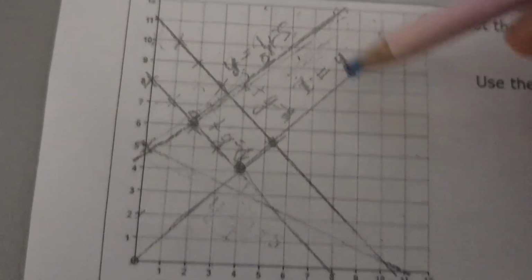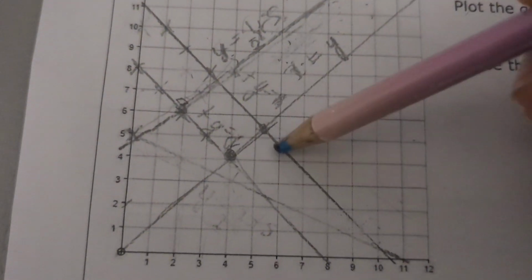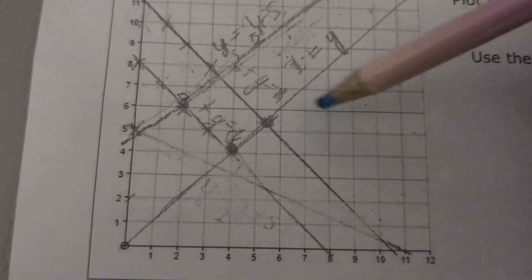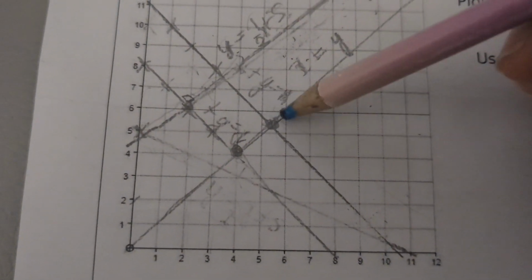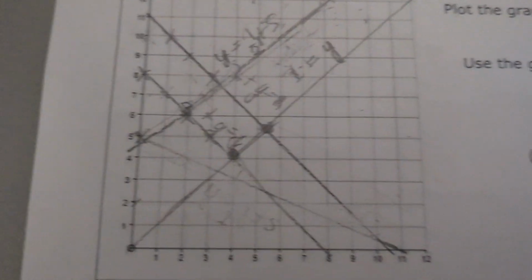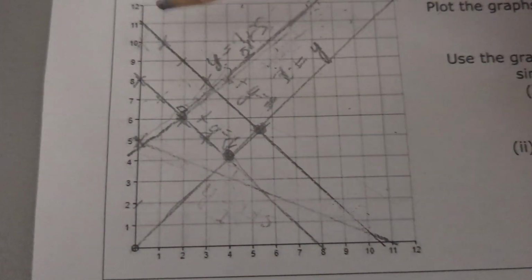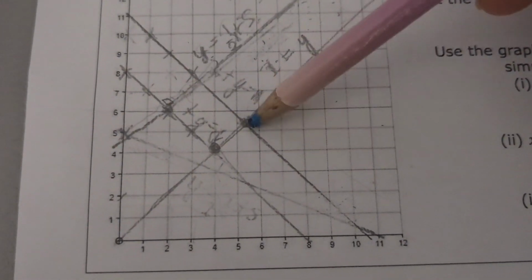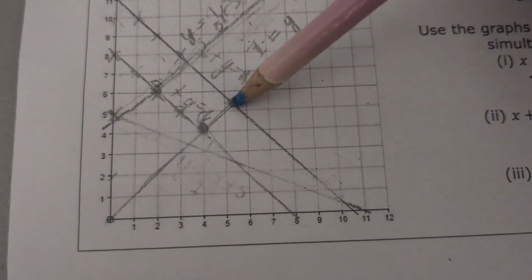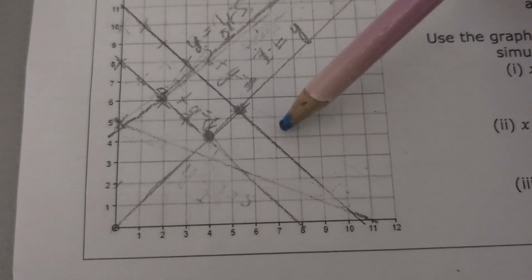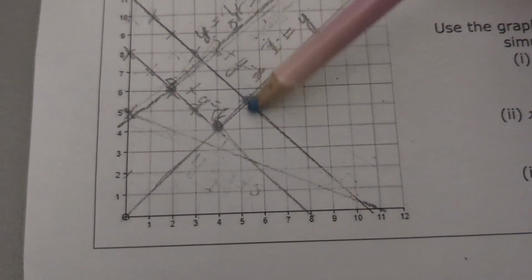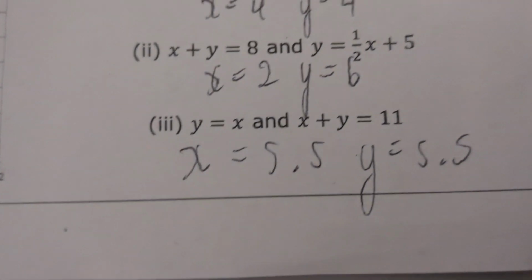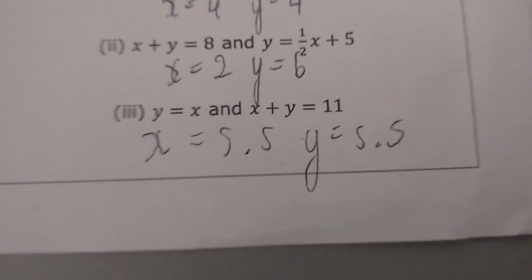So it's asking for these two lines. And where they intercept is 5.5 and 5.5. Since you can see it's half a square. So that means x equals 5.5 and y equals 5.5.